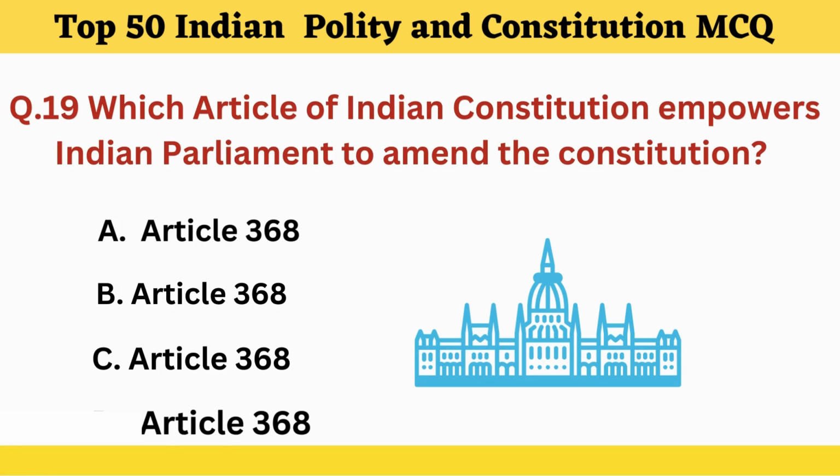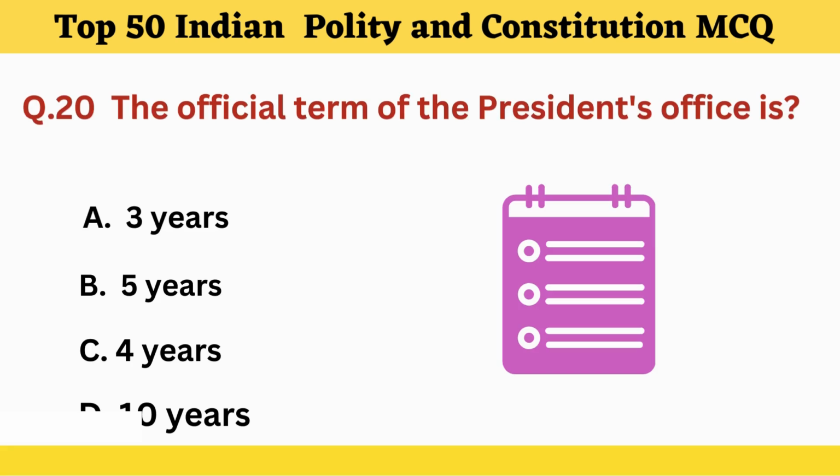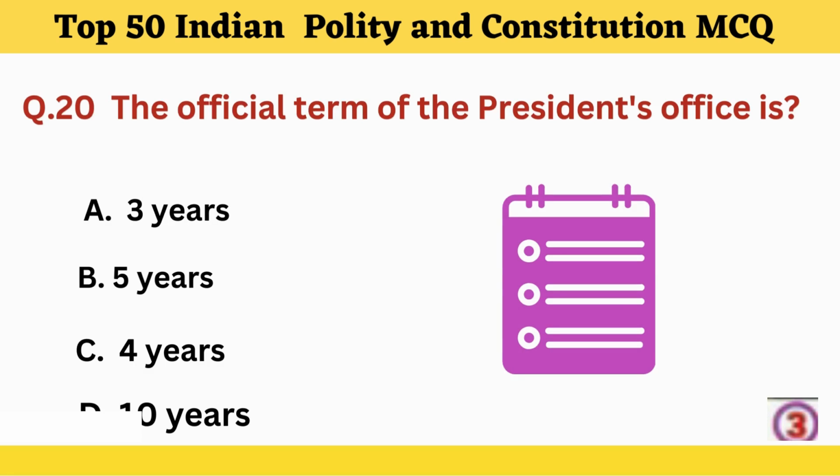Which article of the Indian Constitution empowers the Indian Parliament to amend the Constitution? The correct answer is option A, Article 368. The official term of the President's office is. The correct answer is option B, 5 years.